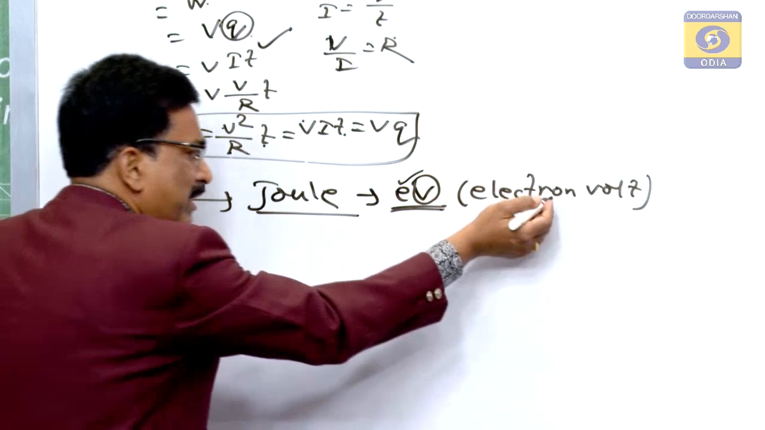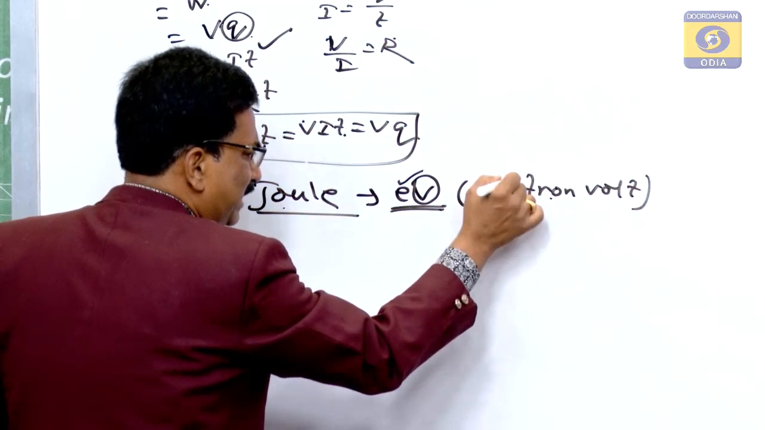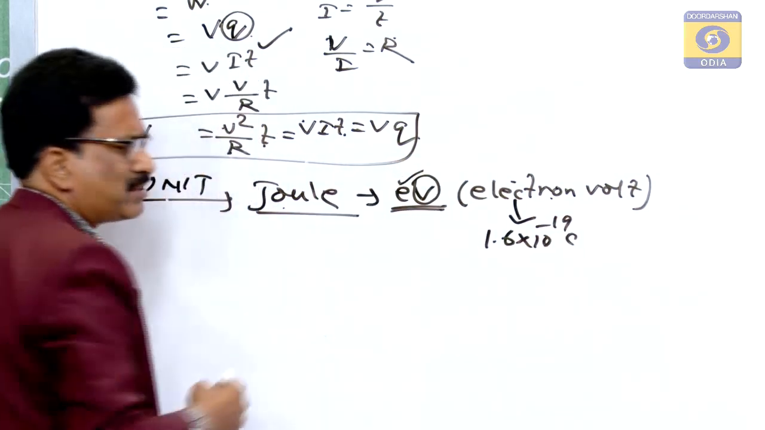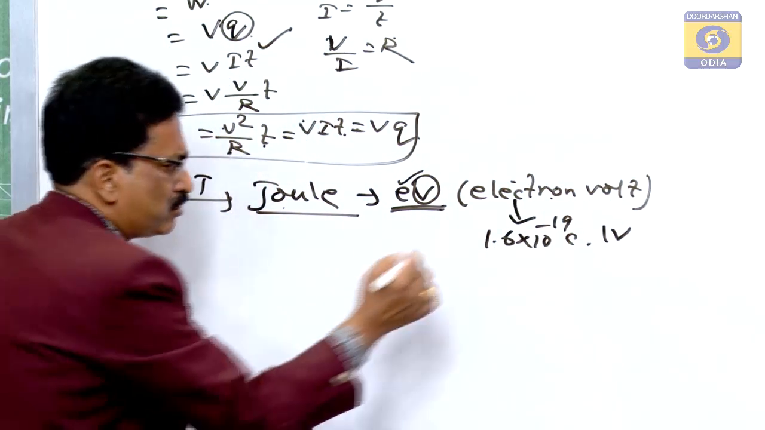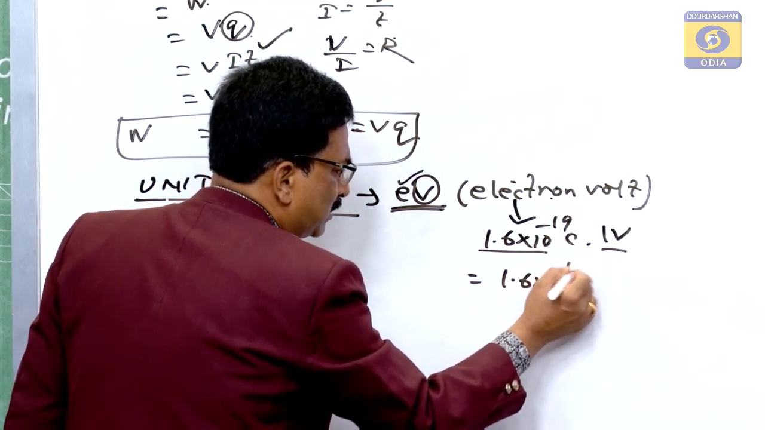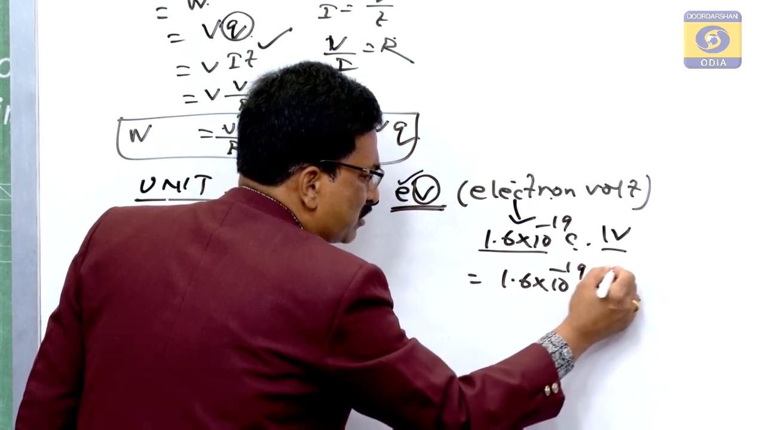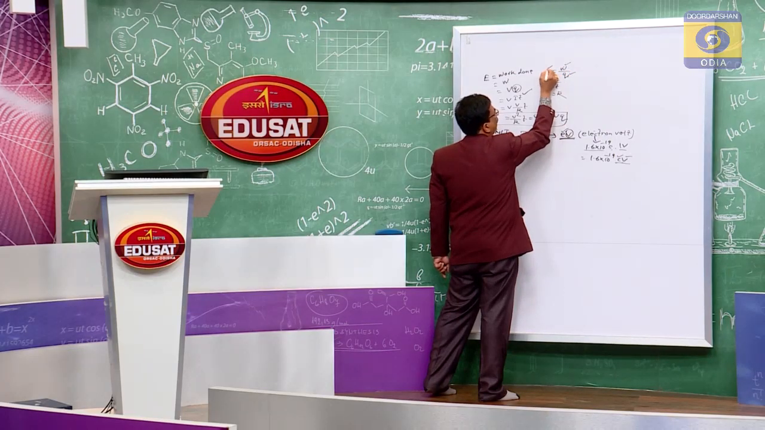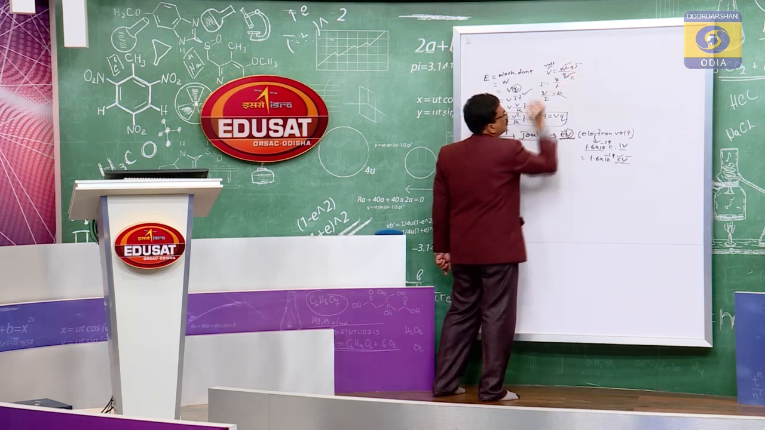Then what is the value of this electron volt in terms of joule? One electron is a charge. The charge of the electron is 1.6 times 10 to the power of minus 19 coulomb, and this is the 1 volt. So if we multiply the number by the number, we get 10 to the power of minus 19, and then comes CV, where C means coulomb and V means volt. You see V is equal to W by Q. If V is volt, W is joule, and C is coulomb.